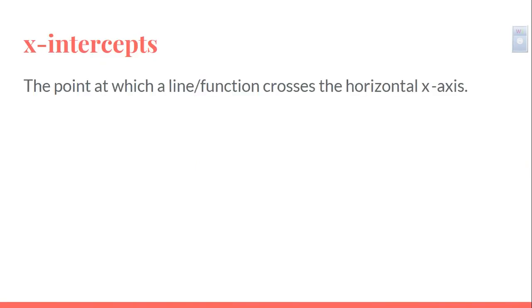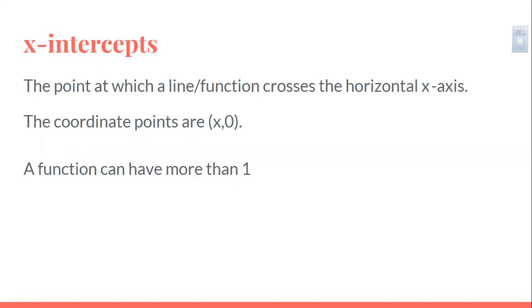And our first vocabulary word was x-intercepts. Key things about x-intercepts: the point at which a line or function crosses the horizontal x-axis. The coordinate points are (x, 0). A function can have more than one x-intercept or no x-intercept, okay?